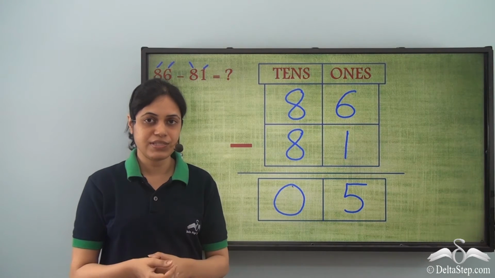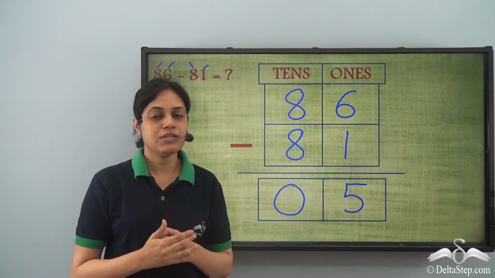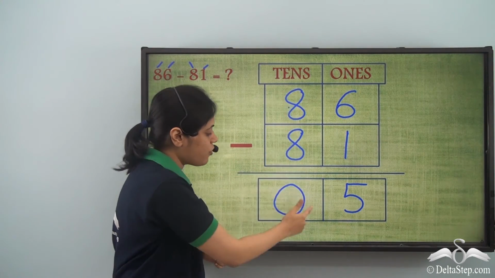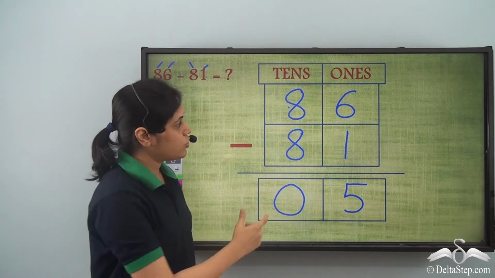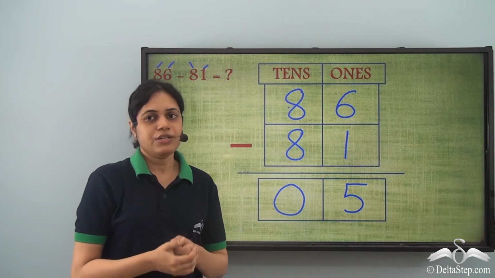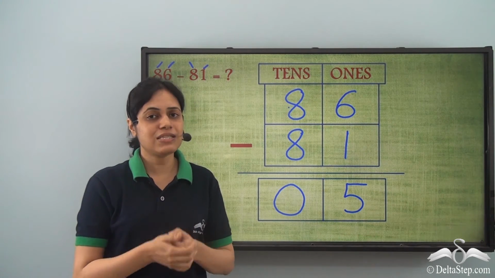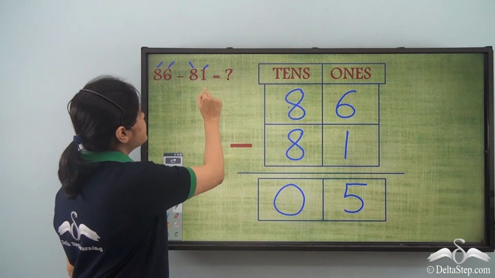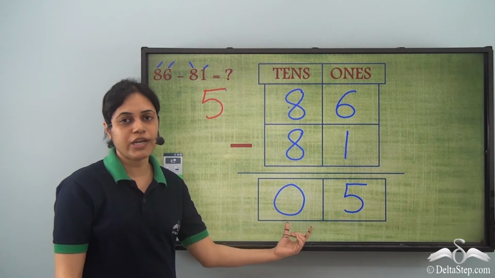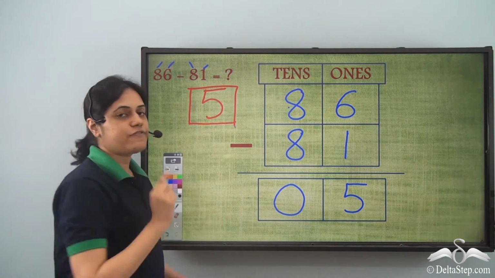If you have 8 pencils and I take away 8 pencils from you, how many will you have now? 0. So 8 taken away from 8 or 8 subtracted from 8 gives me 0. So the answer is 0, 5. Now what is 0, 5? 0, 5 is 0 tens and 5 ones. How can I write it in a simple way? It is simply 5, because 0 tens means no tens. So it is a single digit number 5. So the answer is 5.